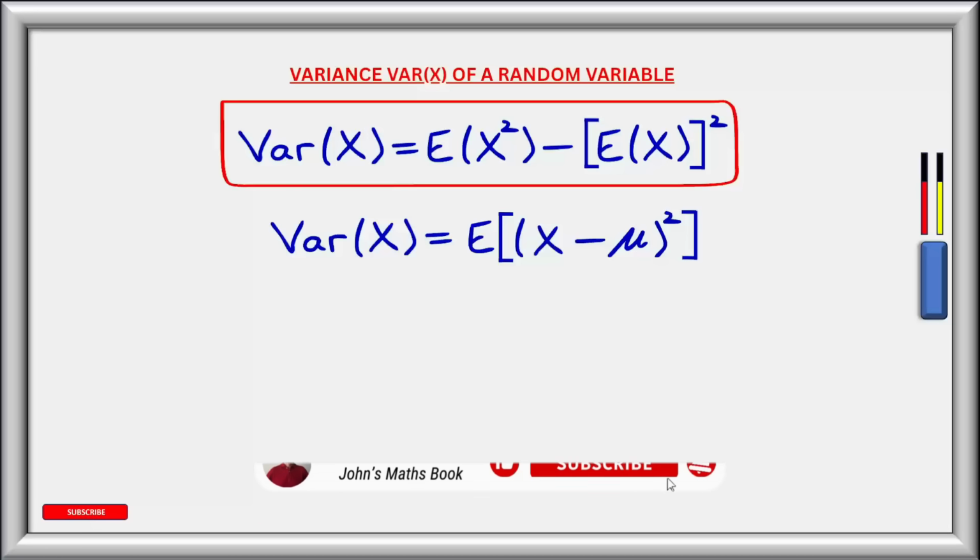While variance is formally defined as the expected value of the squared distance from the mean, that definition gets algebraically painful to compute. So instead, we almost always use the computational shortcut formula. So the variance of X is the expected value of X squared, and we subtract the square of the expected value of X. Let's now take a look at the proof of how this is derived.